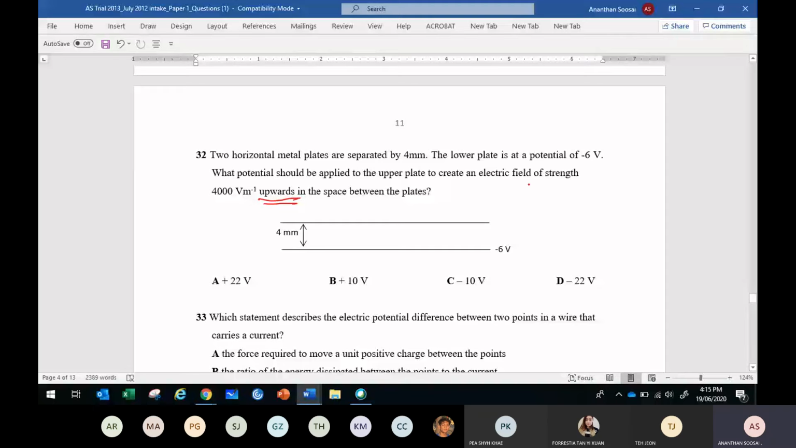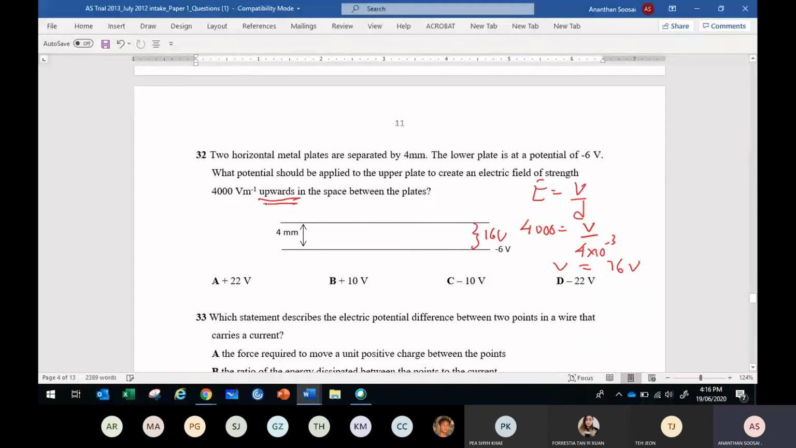So they want the electric field strength to be upwards. In this case, we use E equals V over d. So E is 4000, V we're looking for, d is 4 mm, so 4 times 10 to the power of -3 meter. So therefore, we get how much? We got 16 volt. That means the potential difference between them must be 16 volt.